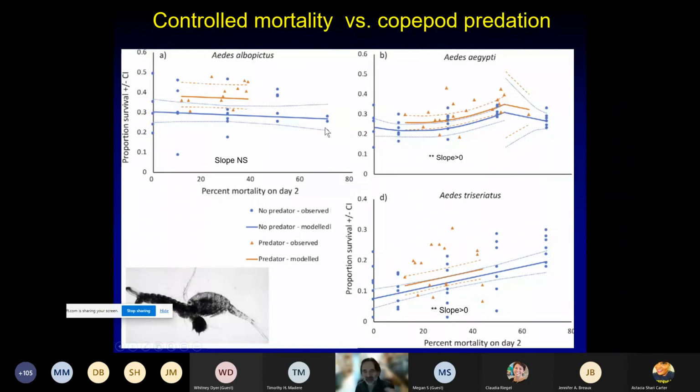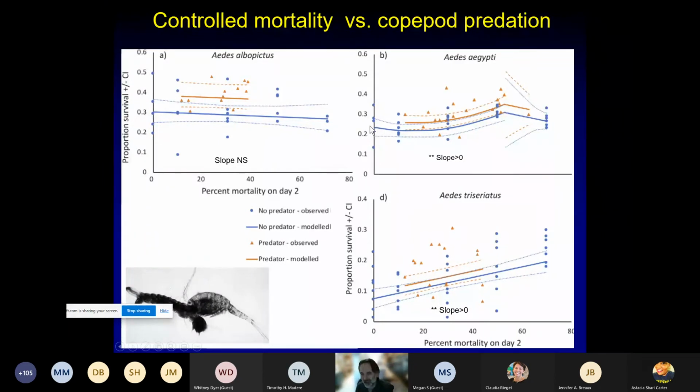And what you see is kind of a variety of responses. This is Aedes albopictus, and this is the slope of proportion surviving versus percent mortality on day 2. And this is proportion out of the initial cohort of 150. It's essentially flat. This would be a case where what you expect to happen for Aedes albopictus is no real change in the production of adults if you impose even 75%, or I think this was 70% mortality on the population.